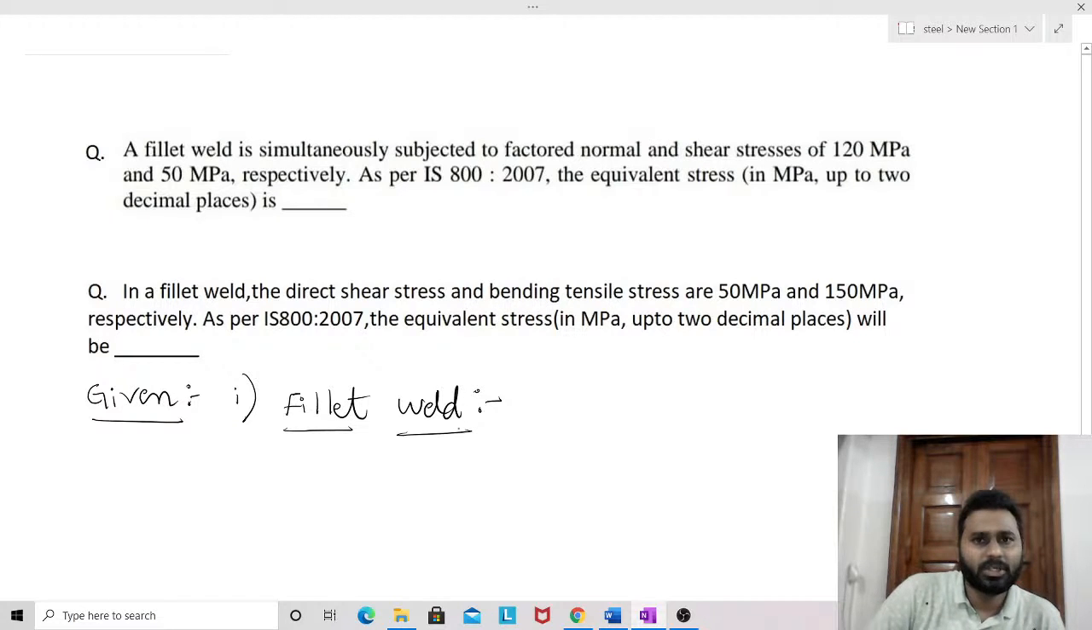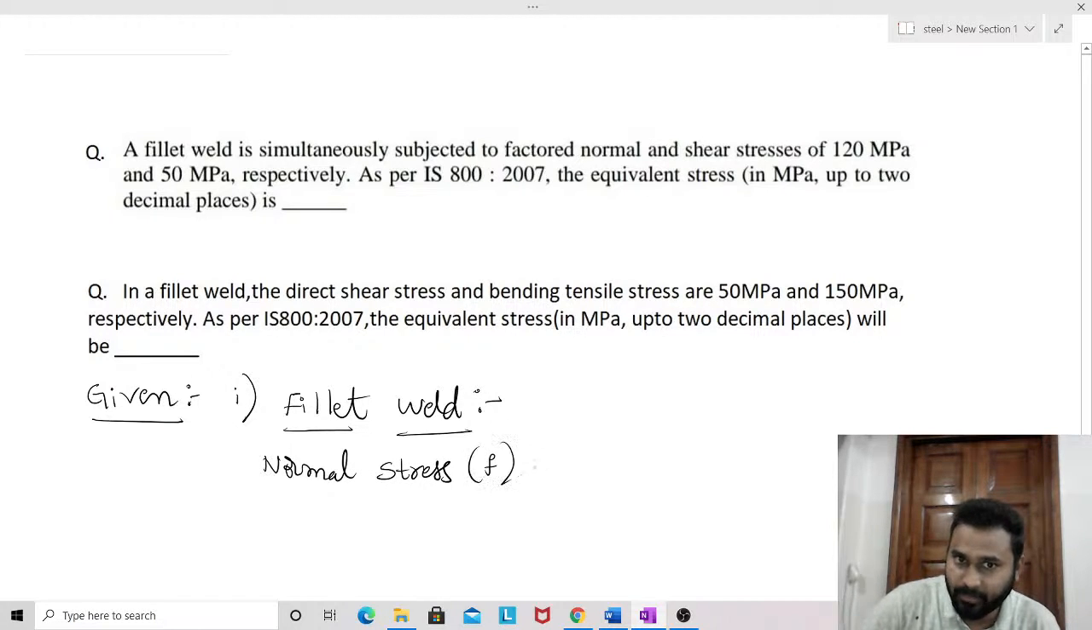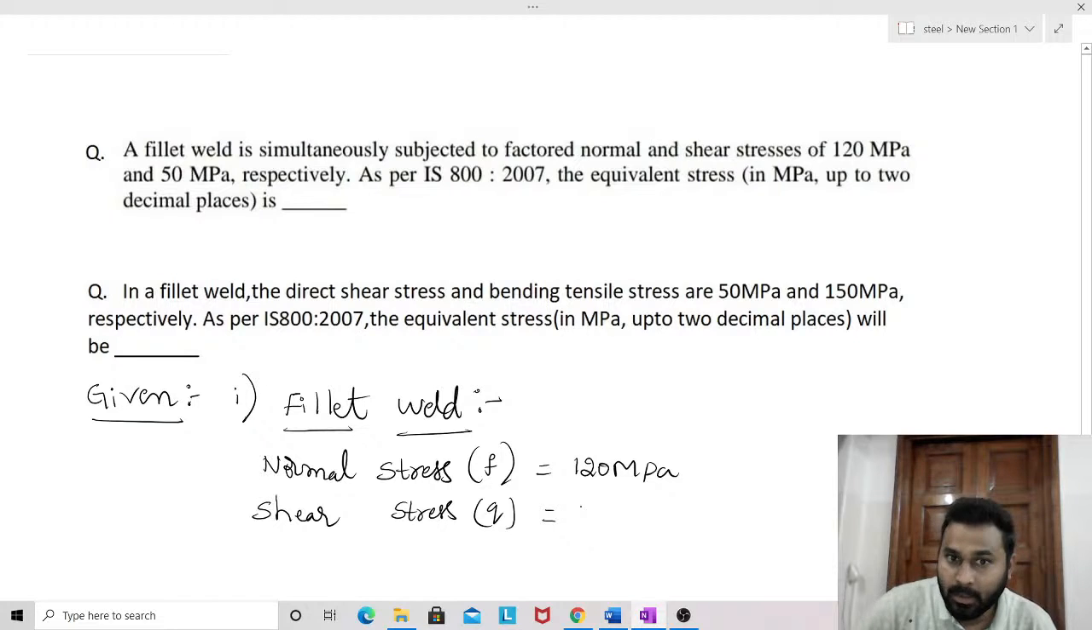Fillet weld is simultaneously subjected to a factored normal and shear stress. Normal stress we represent with f, given in the question as 120 MPa, and shear stress we represent with small q. So shear stress is given as 50 MPa. These were the given informations.